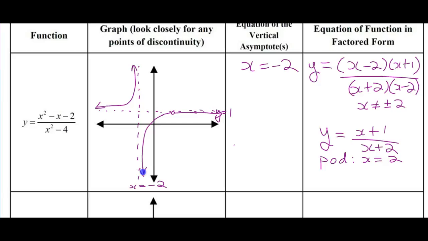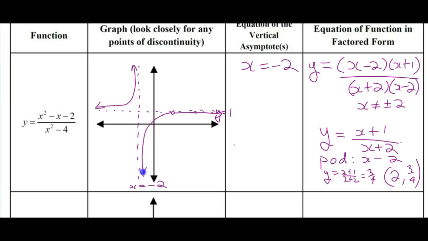So what's the y coordinate? Here it exists, +2 is perfectly fine to put into here. This graph is the exact same as this graph, except when x is equal to +2, where on this graph it exists and it's 3/4, and on this graph it does not exist. It is a point of discontinuity. So where is the point? It's at 2, 3/4. Y equals 2 plus 1 over 2 plus 2, which is 3/4. So the point of discontinuity is 2, 3/4.